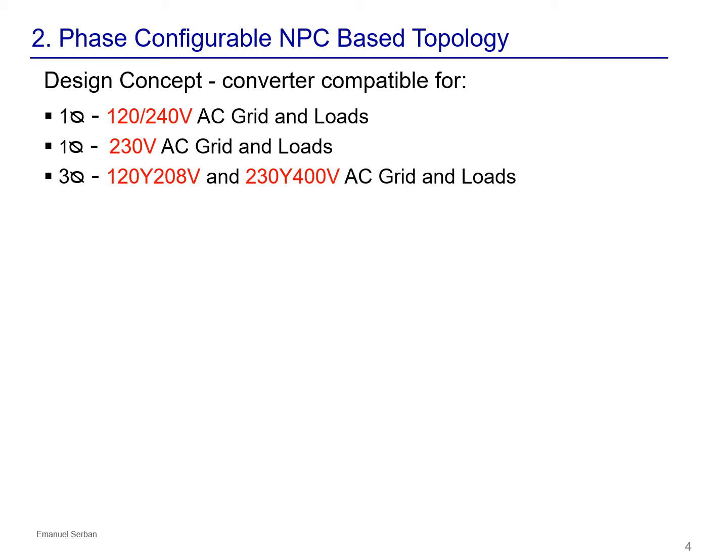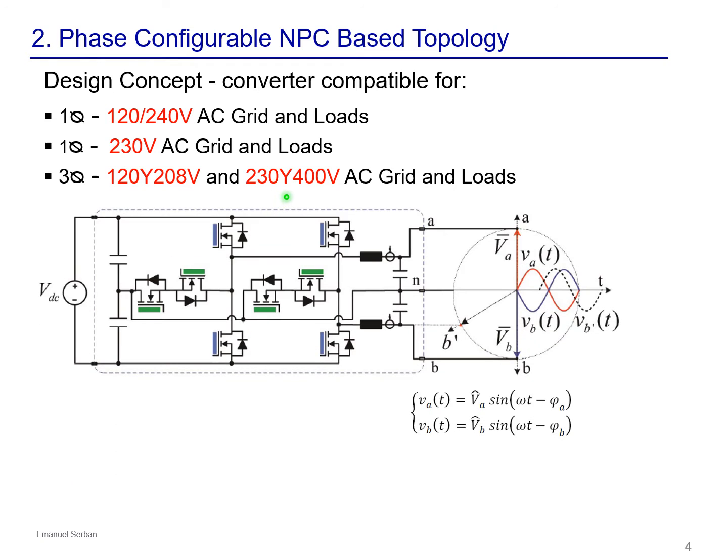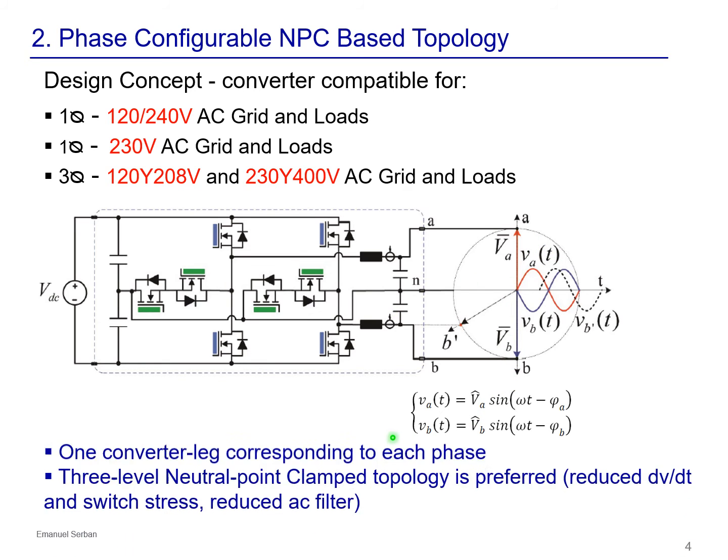In this work, the design concept considers a converter compatible with single-phase 120-240, 230 volt, 120-208, and 230-400 volt. Each converter leg corresponds to the VA and VB grid phases. The three-level neutral point clamp topology is preferred due to the advantage of reduced dV/dt of the switch stresses and reduced AC filter size.